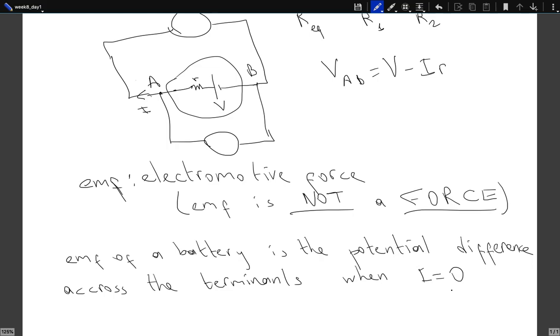So since it's a special kind of voltage, basically it has the same unit. It's measured in volts. Now, this distinction would be important in real life, because in real life, that small r is never 0.